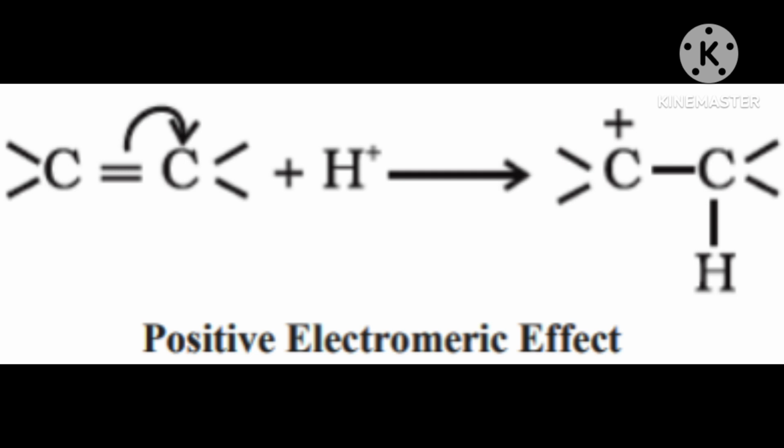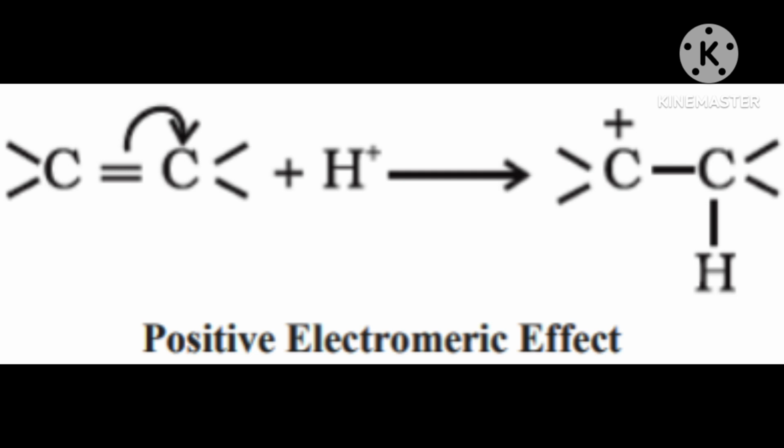It wants an electron. H plus means it has no electron. The only one electron hydrogen has, that also someone has taken. Now there is no electron with H, only H. That's why it has got 1 plus. And now it can take 2 electrons.